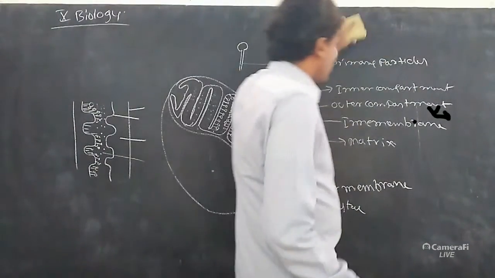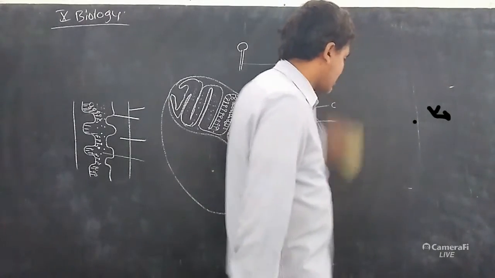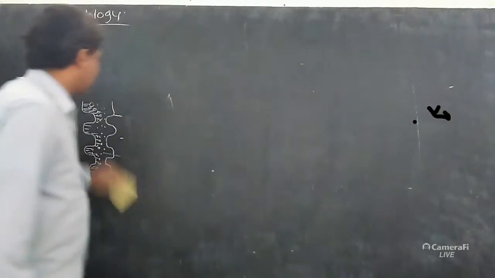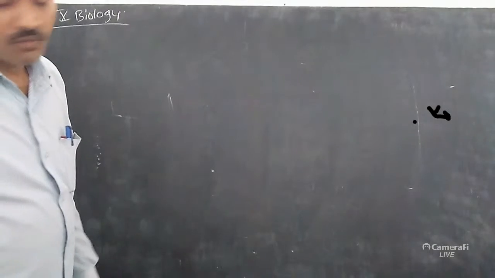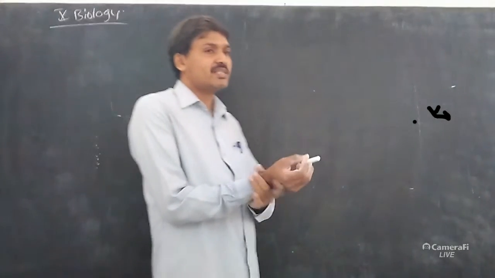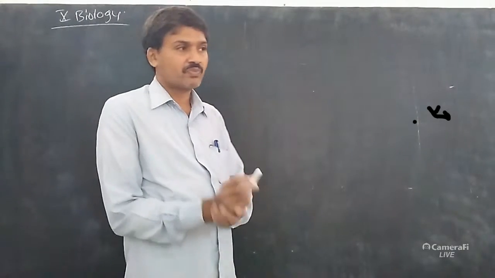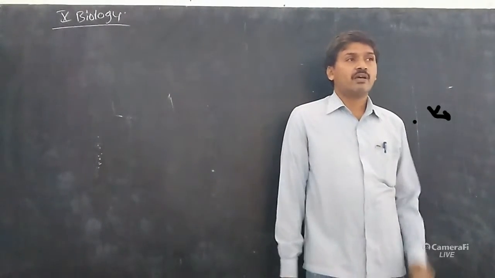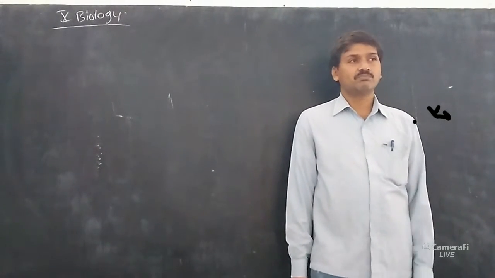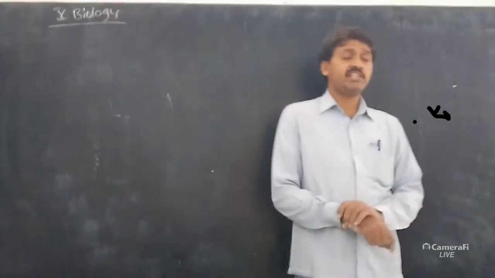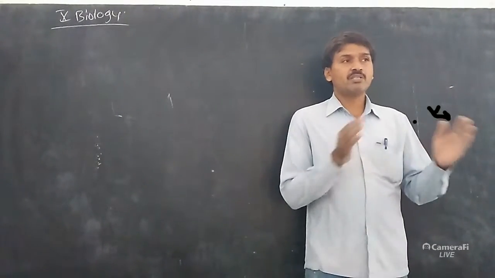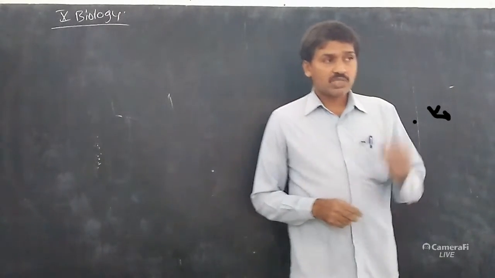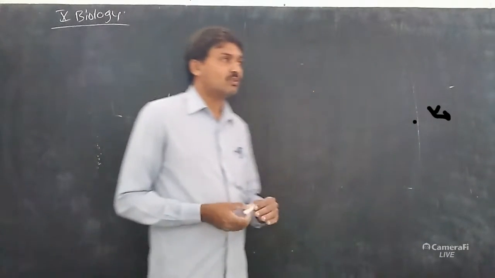The glucose oxidation process we basically divide into two steps. First one is glycolysis and second one is the Krebs cycle. So the first step of respiration is called glycolysis and the second step is called the Krebs cycle. Of course, there is also a third step called ETS, the electron transport system. But basically we say two steps only: glycolysis and Krebs. So first we are going to see glycolysis.